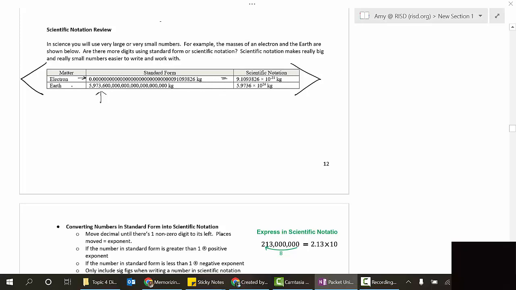Same thing for the mass of the Earth. It is gigantic, but we will do calculations with that in physics next year. So rather than all those zeros, we write it in an equal way, 5.9736 times 10 to the 24th. And so it's just a more convenient way to write numbers.